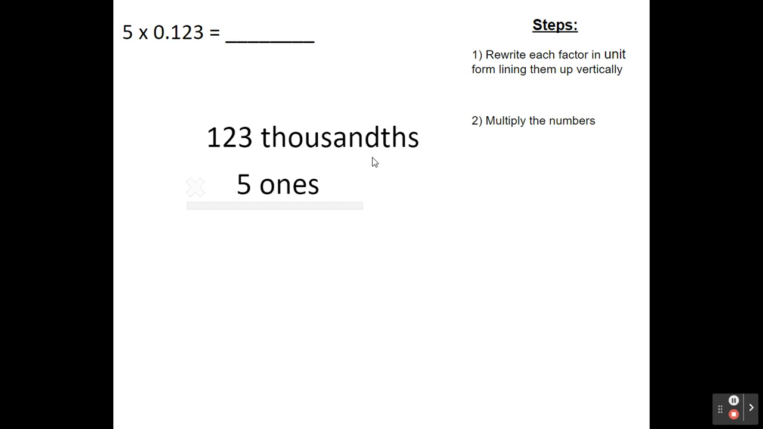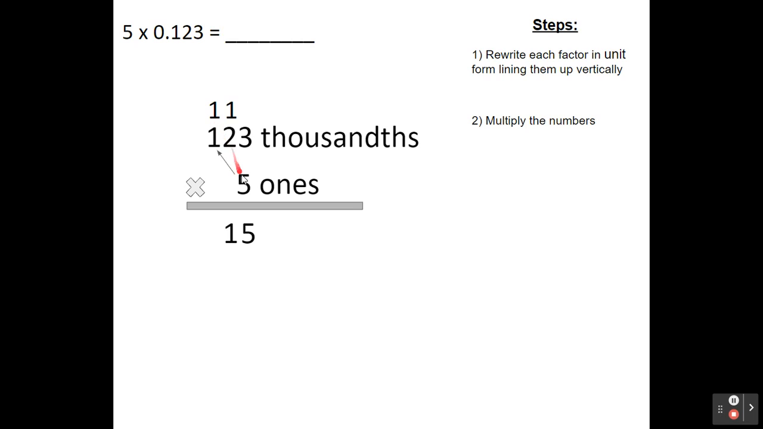Now let's multiply the numbers. So first we're going to multiply 5 times 3. We know that 5 times 3 is 15, so we're going to place the 5 at the bottom and regroup the 1 to the next place value. Now let's multiply 5 times 2, and then we'll add the 1 that we regrouped. 5 times 2 is 10, plus the 1 we regrouped is 11. So we'll place the 1 at the bottom and regroup the other 1 to the next place value.